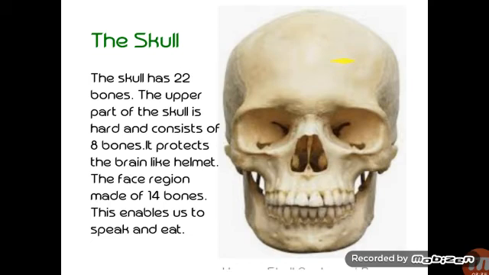The face region is made of 14 bones, and this is the face region. Region means that area, the face area, and it has 14 bones. This enables us to speak and eat. Due to these 14 bones, the lower jaw bone can move. This is the lower jaw. Because of that we are able to speak and eat. Here how many bones are there? 14. And the upper part is 8. 8 plus 14, total 22 bones our skull has. Clear?